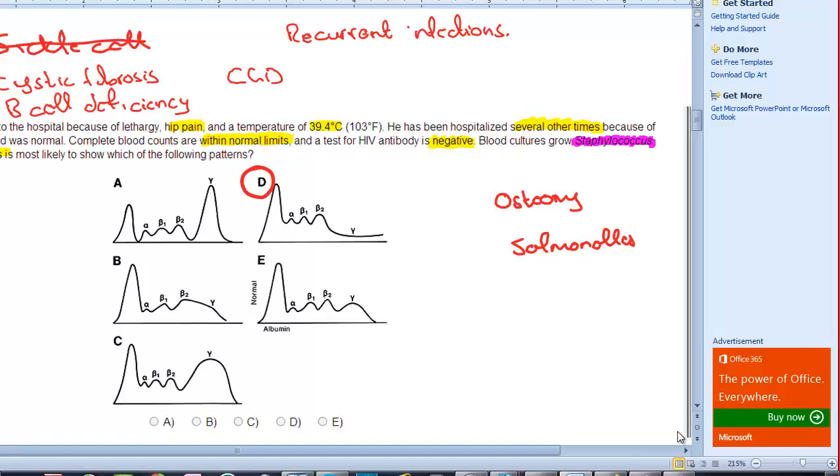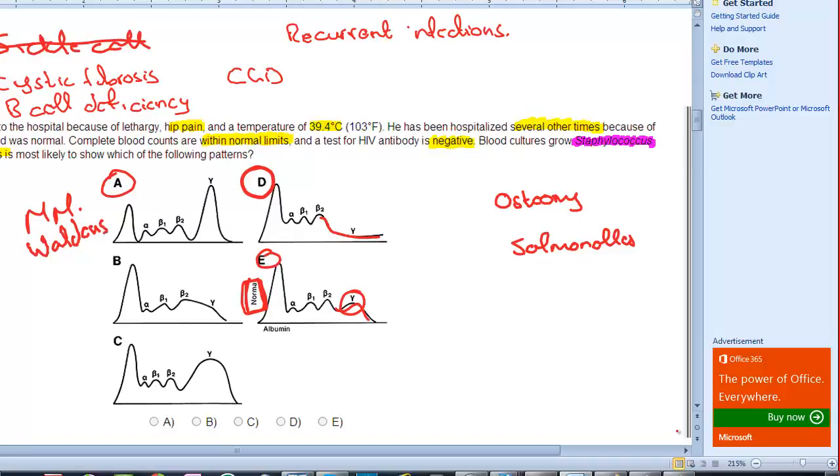Why? Because there's no gamma spike. The gamma is practically non-existent. E is probably your normal state, and it says normal. I never knew that. This is your normal. This is probably a guy with, guess, come on. Multiple myeloma or Waldenstrom's. Excellent.